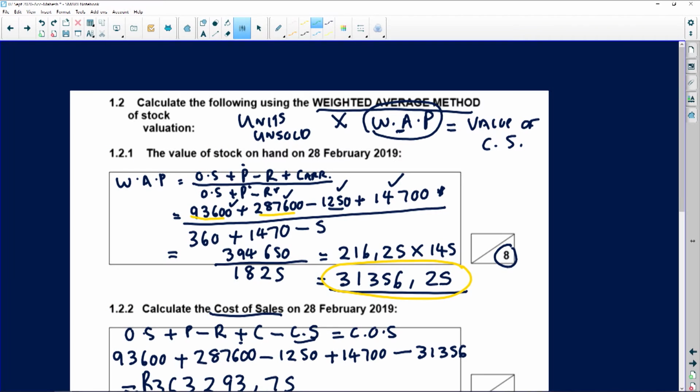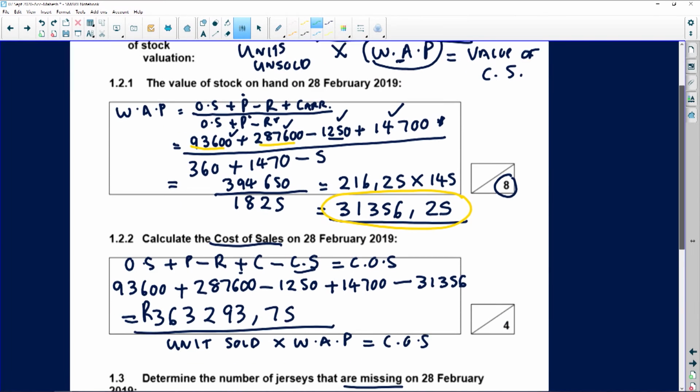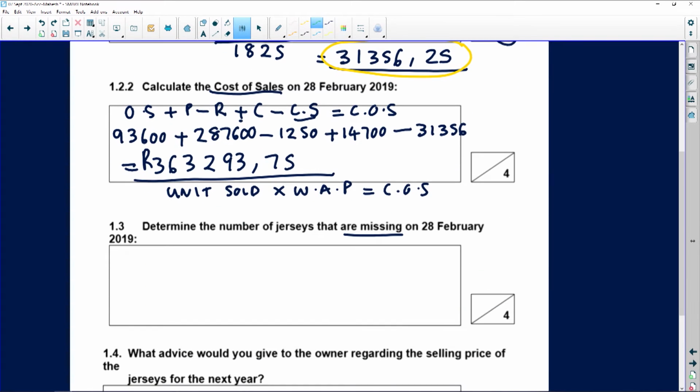So the exact same calculation that I've written, you would then fill in that calculation, and that's how you would determine the 10 units or the 10 jerseys that are missing. Okay, so 10 jerseys that are missing.